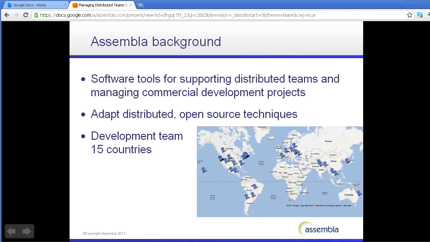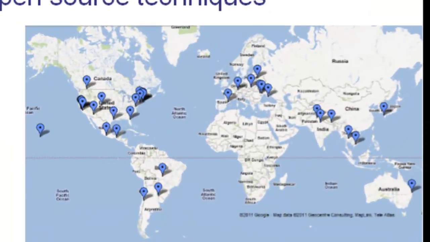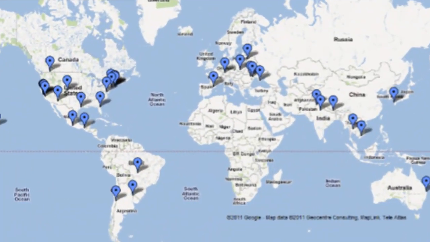We ourselves use a distributed software team. As you can see from this map, we have about 45 people in 15 different countries. Some of them work in offices, some of them work at home, but we keep everyone fully engaged. We do this by studying how open source teams work and adapting some of their techniques to our commercial software development team.